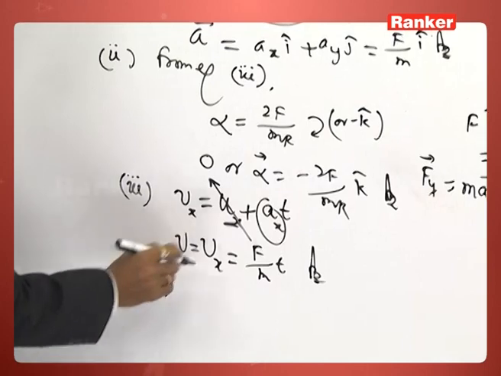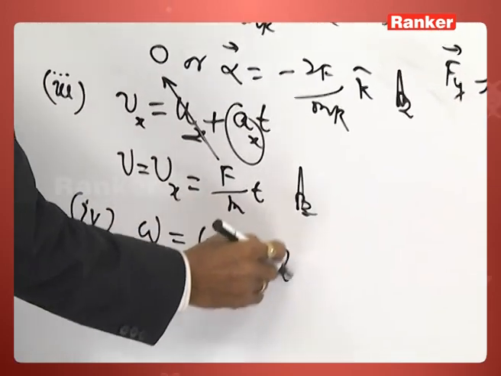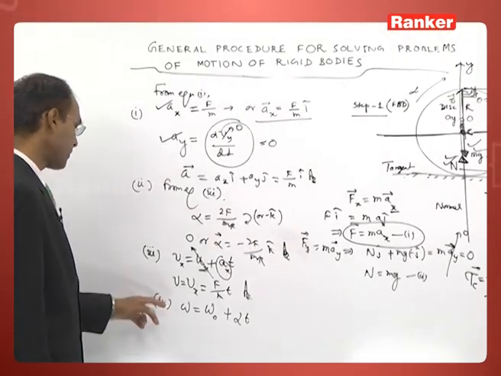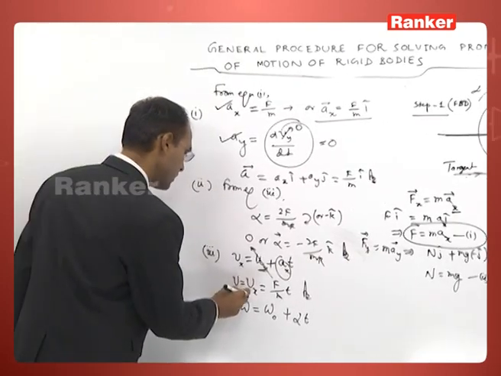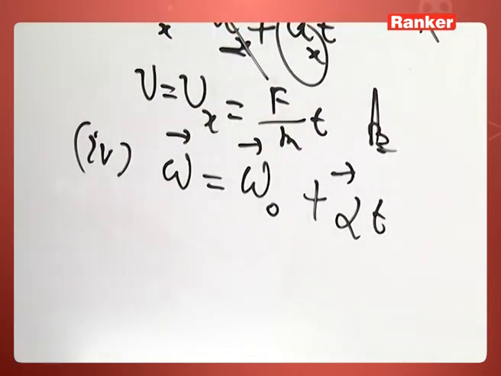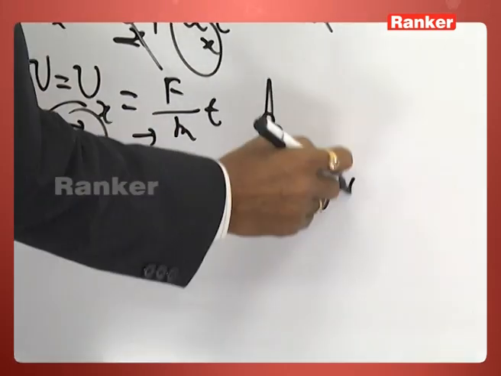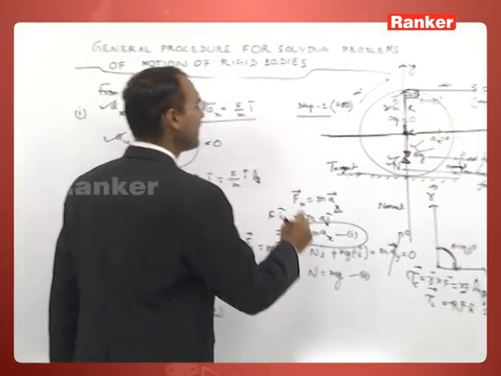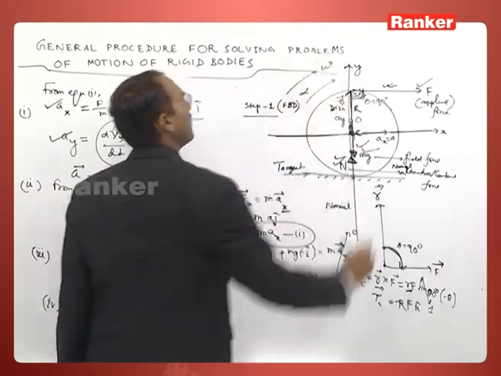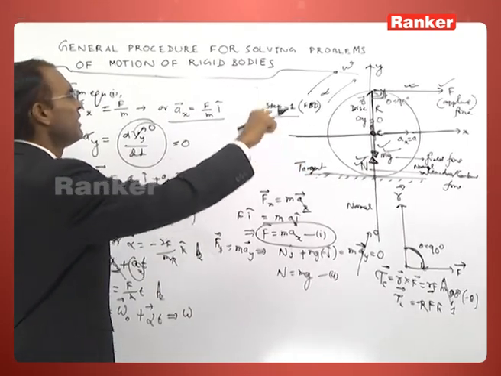Next, angular velocity is equal to initial angular velocity plus alpha t. This is a vector equation, but without writing the arrow, you can write it, or if you want you can put the arrows also. Omega, let us assume that after some time it will pick up an angular speed in clockwise direction.